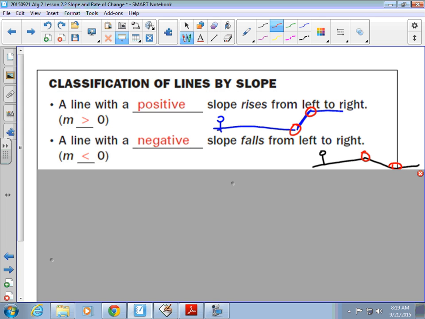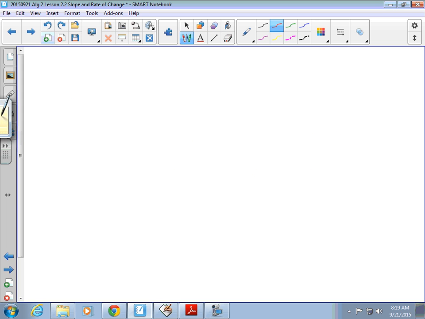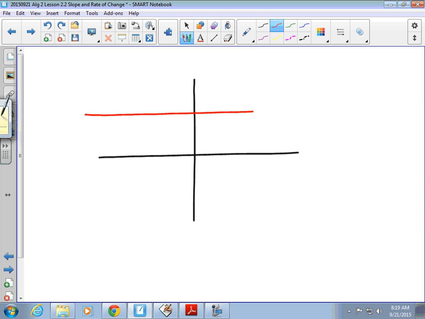Most people do fine with both of those. The next two are the ones that they get confused. Something that has a 0 slope is horizontal. If it has a 0 slope, it's horizontal. So think of what's going on. A horizontal line is a line that looks like this, one that goes across.